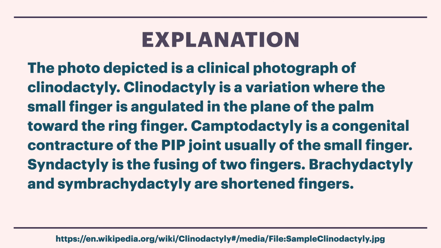The photo depicted in the question is a clinical photograph of Clinodactyly. Clinodactyly is a variation where the small finger is angulated in the plane of the palm toward the ring finger. Now, Camptodactyly is a congenital contracture of the PIP joint, usually of the small finger, and Syndactyly is a fusing of the two fingers, and Brachydactyly and Symbrachydactyly are shortening of the finger, with Symbrachydactyly also having some syndactyly as well.